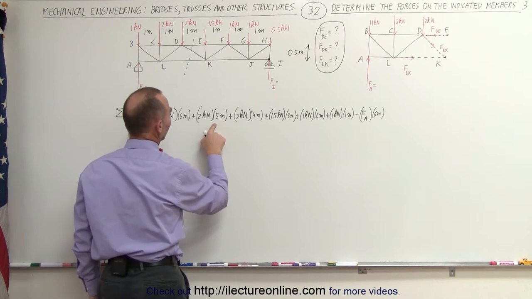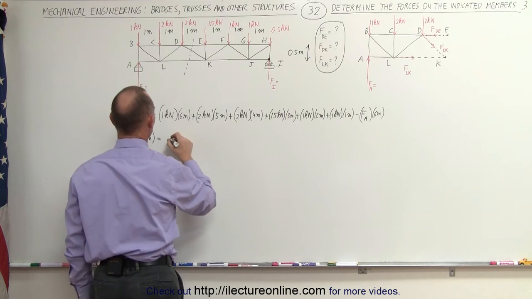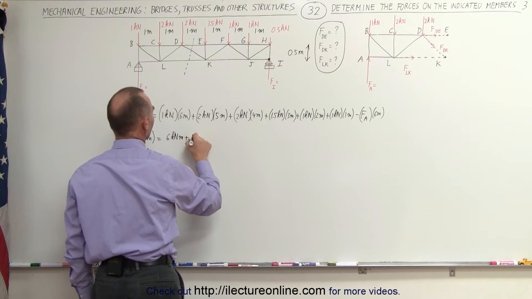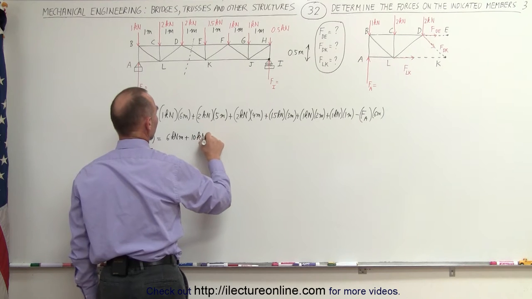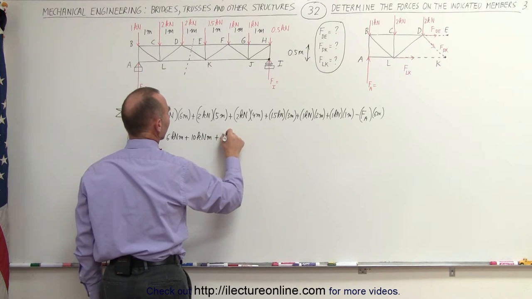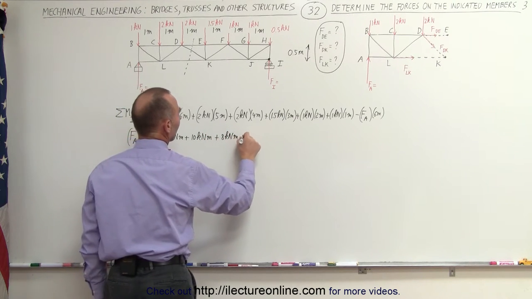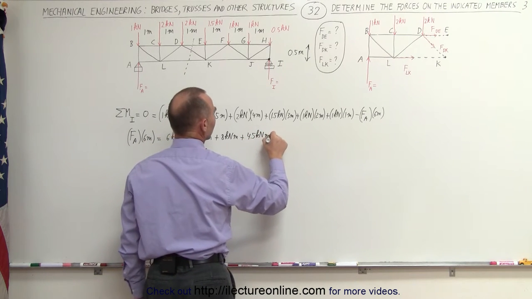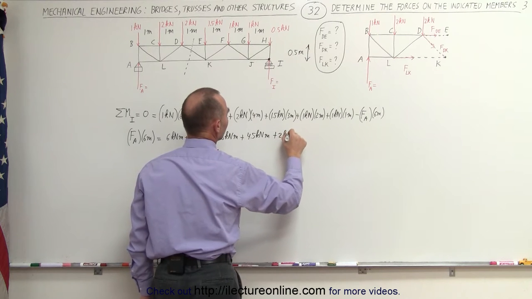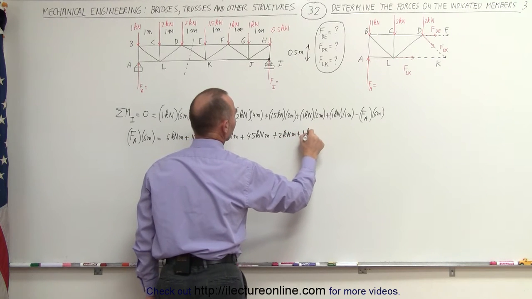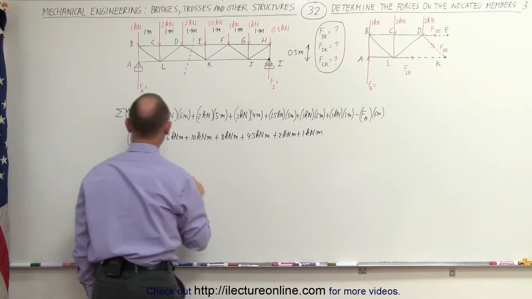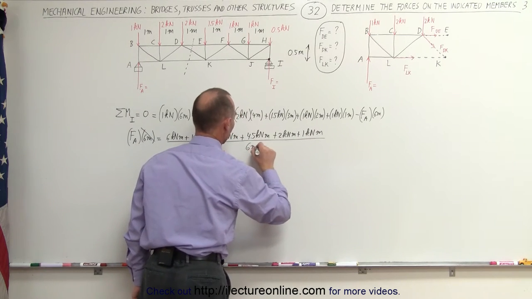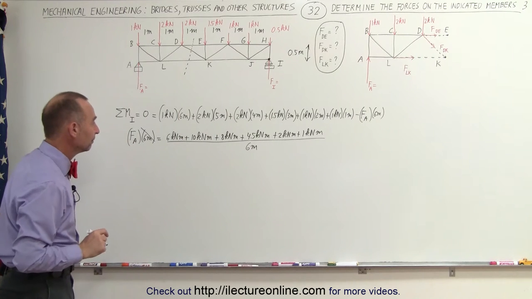6 plus 10, that's 16, well, I might as well just add them all up here, so we have 6 kilonewton meters plus 10 kilonewton meters plus 8 kilonewton meters plus 4.5 kilonewton meters plus 2 kilonewton meters and plus 1 kilonewton meter. Now if we divide both sides by 6 meters, we can find the force at A.